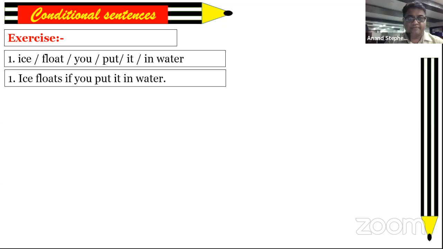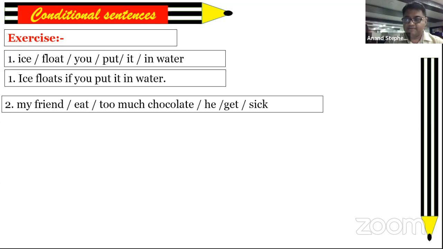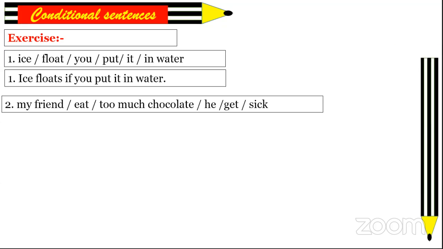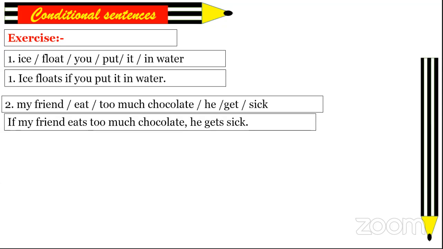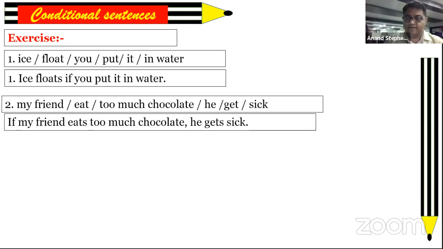Okay. Next sentence. If my friend eats too much chocolate, he gets sick. My friend eats too much chocolate. If my friend eats, okay, he gets sick. Right. If my friend eats too much chocolate, he gets sick. Right.